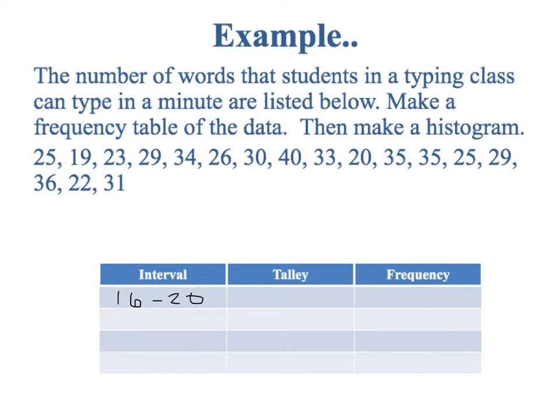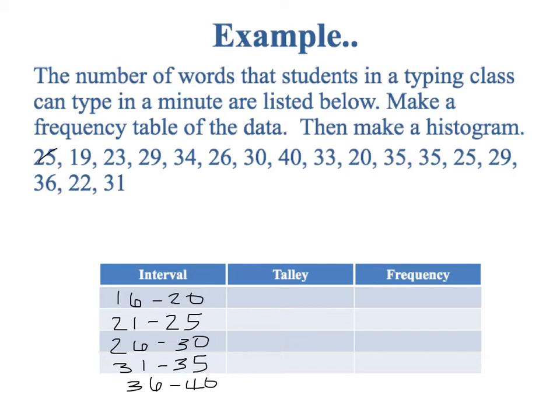Alright, then 21 to 25, which also has 5 numbers in it. 26 to 30, 31 to 35, and 36 to 40. Again, you don't have to go by fives, but for this particular set of data, it seems to be a good chunk to go by. So now I'm just going to start tallying them up.